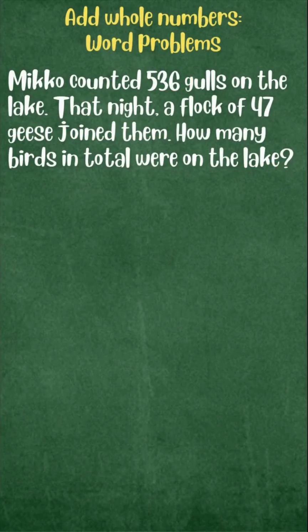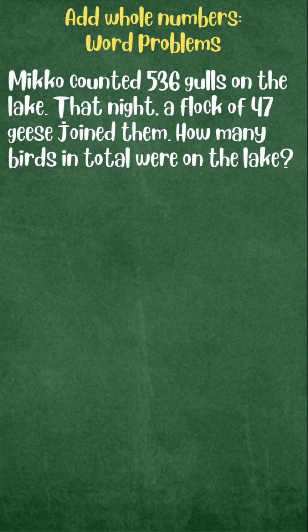Okay, so here's my second example. And I'm just going to add this in the traditional manner this time. So it says, Miko counted 536 gulls on the lake. That night, a flock of 47 geese joined them. How many birds in total were on the lake?